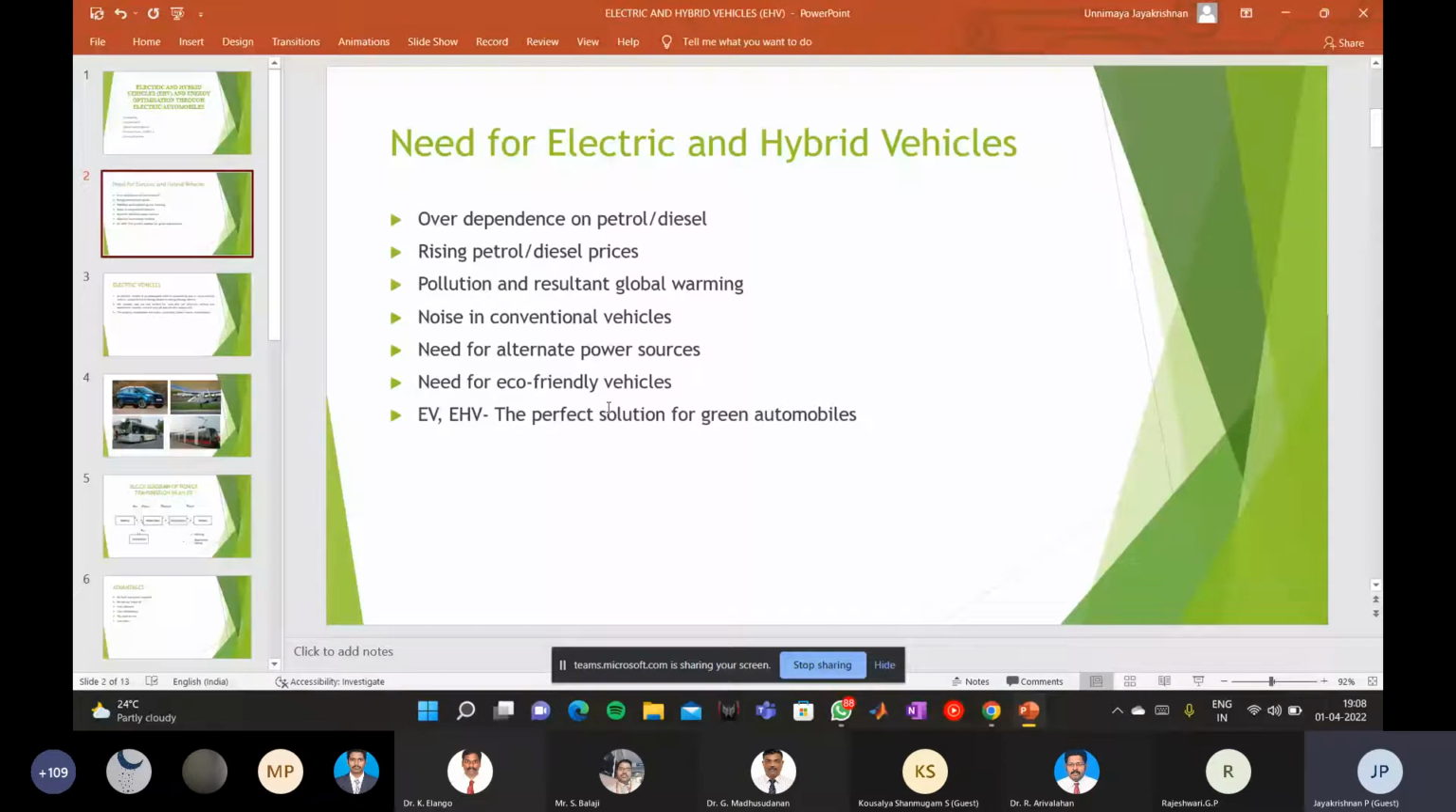So for preserving it for our future generations, we have to depend less on these petroleum products. So we have to switch to electric or hybrid vehicles. And next is rising petrol and diesel prices. Not rising, it is escalating now.